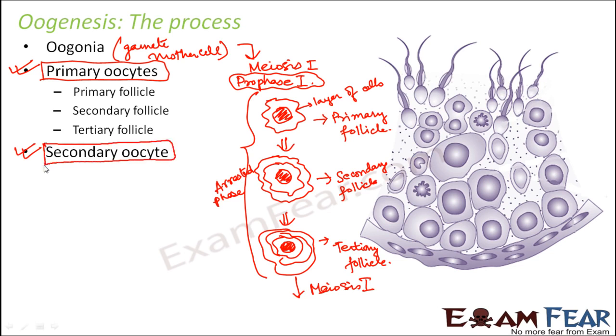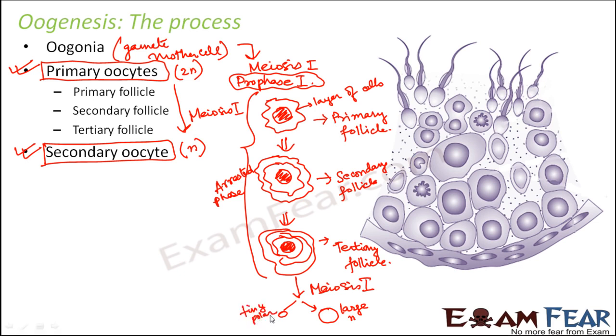And what were these secondary oocytes? The primary oocytes were diploid cells, but the secondary oocytes were formed as a result of meiosis 1. So what kind of cells will these be? These are haploid cells. As a result of meiosis 1, two unequal cells were formed. One cell was large and haploid, and the other cell was very tiny, like a tiny polar body.